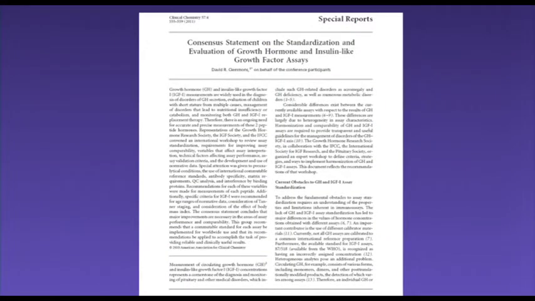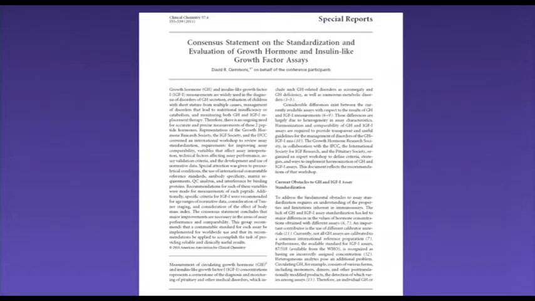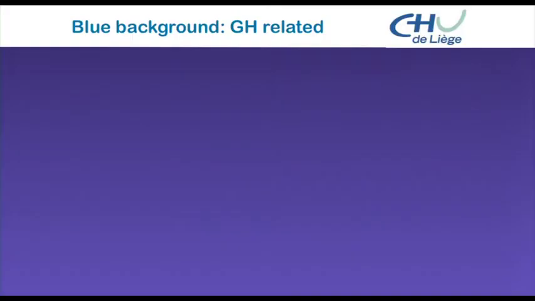A paper was published in 2011 that clearly defines a consensus for the GH and IGF-1 measurement. This paper gives recommendations to labs and also to different manufacturers to try to harmonize the measurement of GH and IGF-1. On the slide, the blue background will be GH, and the green will be IGF-1.